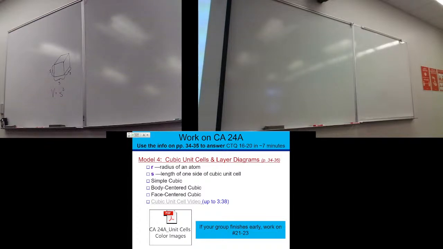This one, it's only in this unit cell. That's it. So that's why it counts as one whole atom for this unit cell. It's not shared with anything else.